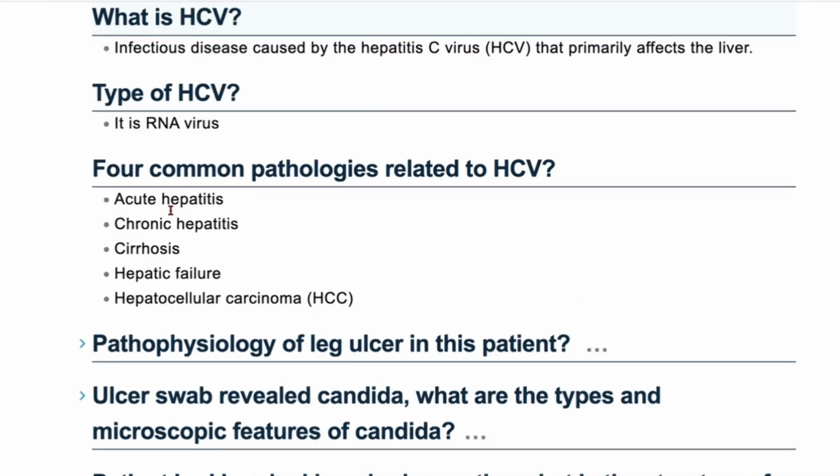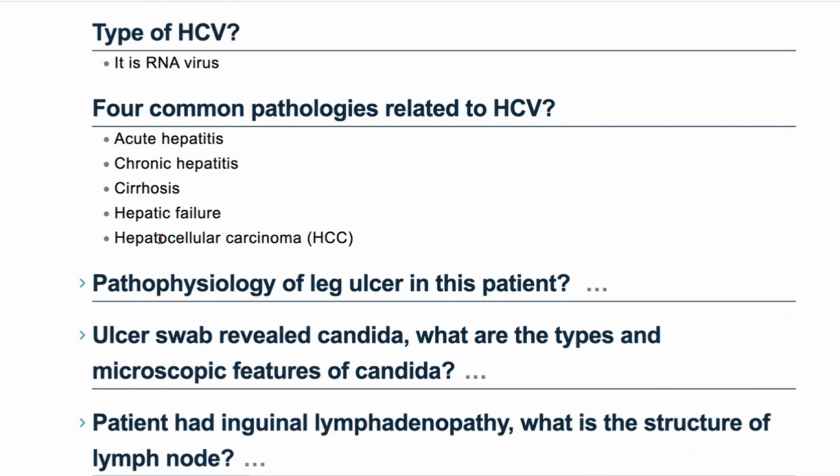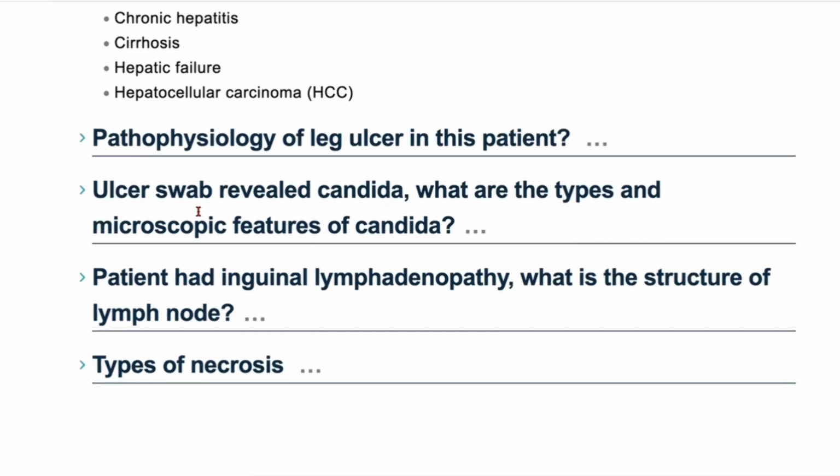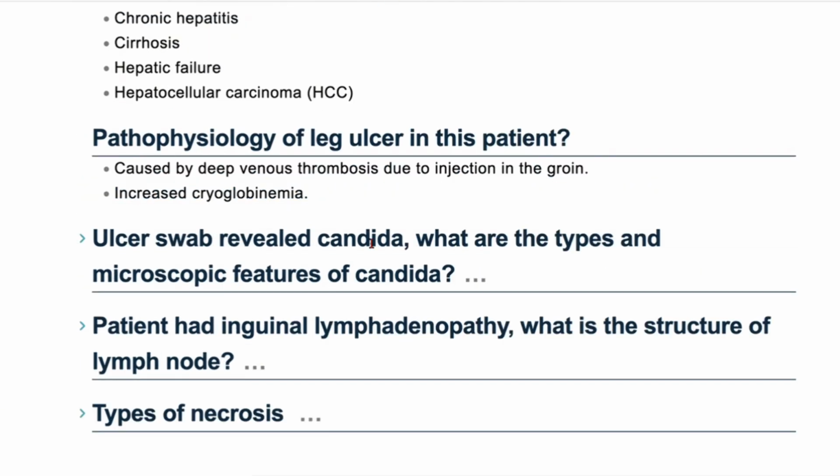So HCV, you've answered it very well. It's an RNA virus, and the pathology goes in a sequential manner: acute hepatitis, chronic hepatitis, cirrhosis, liver failure, and then hepatocellular carcinoma. The pathophysiology of the ulcer could be multiple reasons. It could be due to a deep vein thrombosis, or the patient has increased cryoglobulinemia. All right. So I've heard that the examiners are usually not very satisfied with any answer given to this question, which is understandable. Those are the only two reasons that I can think of in this patient to get a venous ulcer: a deep vein thrombosis and also increased cryoglobulinemia.